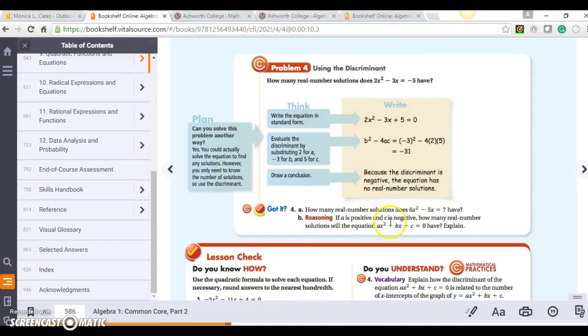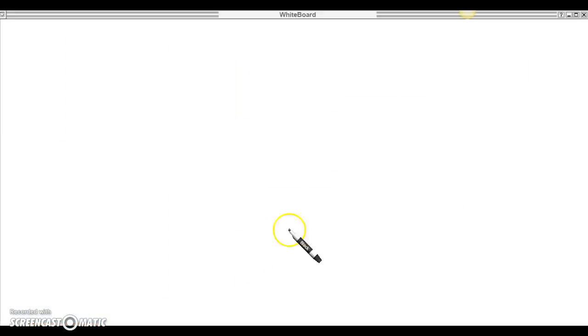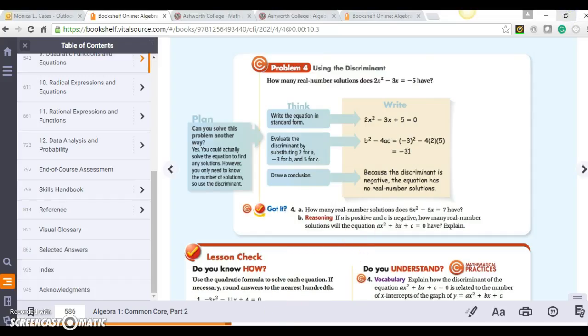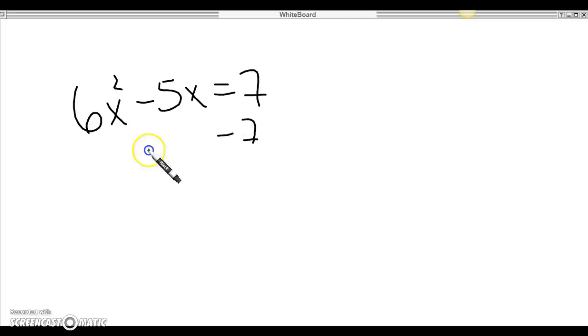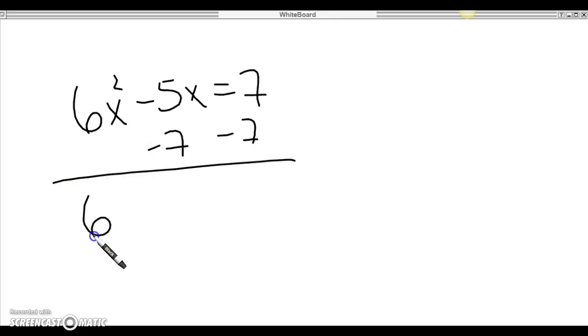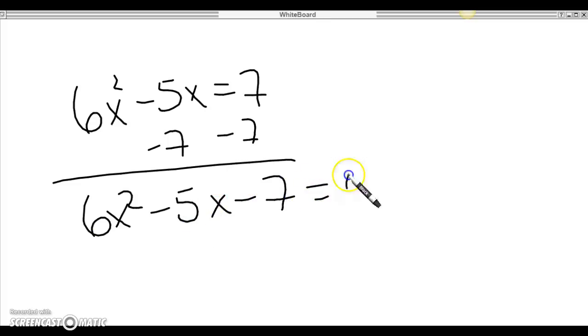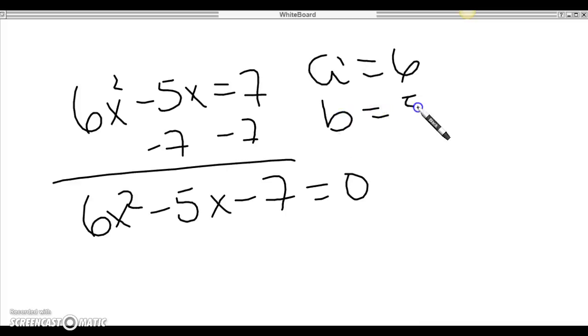So how many real solutions does 6x squared minus 5x equals 7 have? Let's put it on my board. So 6x squared minus 5x equals 7. First thing I'm going to do is go ahead and move that over. So I have 6x squared minus 5x minus 7 equal to 0. So A is equal to 6, B is equal to negative 5, and C is equal to negative 7.